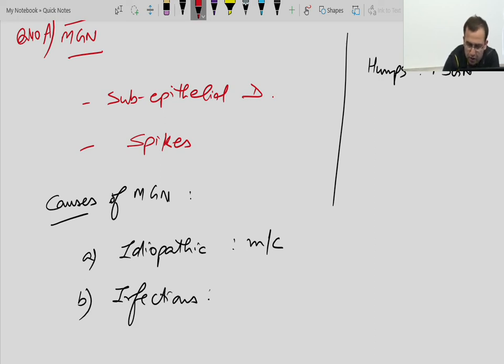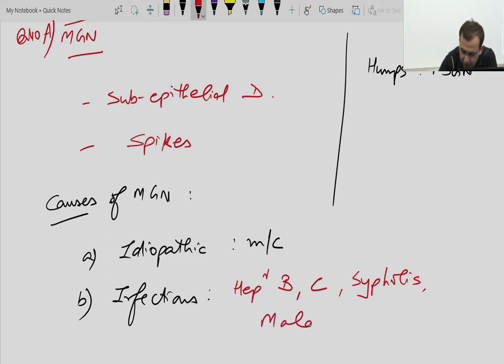Infections, easy to remember, having sex is bad. So it's just a mnemonic, don't worry. The infections associated are hepatitis B, hepatitis C, syphilis, malaria, and schistosomiasis.